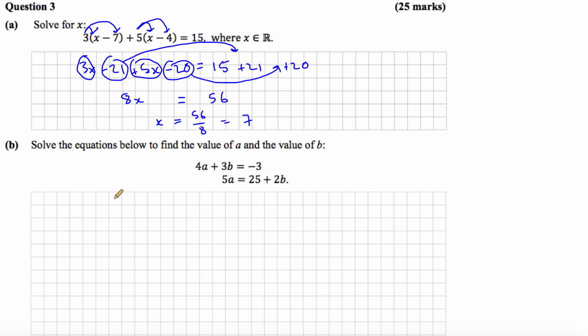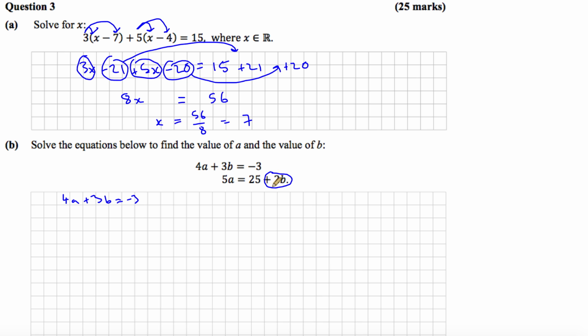Okay, part B says solve the equations below to find the value of A and the value of B. So we have two equations here with two unknowns in each, A and B here and A and B here. This is simultaneous equations, so we're going to have to solve simultaneously. What we could do here is rewrite the equations. The first equation is 4A plus 3B equals negative 3.